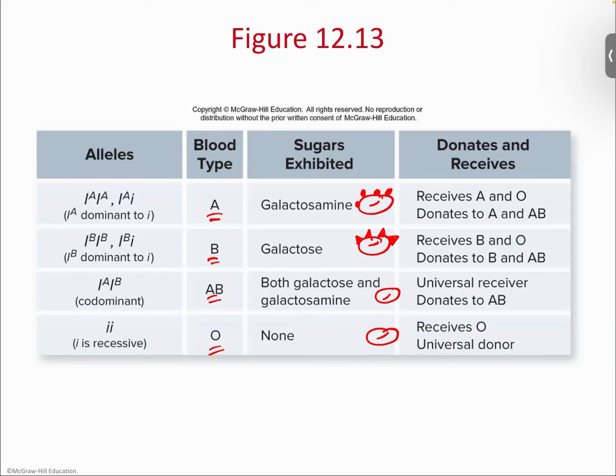In the AB type, it's got both. It's got galactose and galactosamine. Notice I have as many galactoses, triangles, as galactosamines, circles. Why? Because it's codominant. You see them equally. Okay. And then, of course, the O type one has nothing. So these basically are your phenotypes.